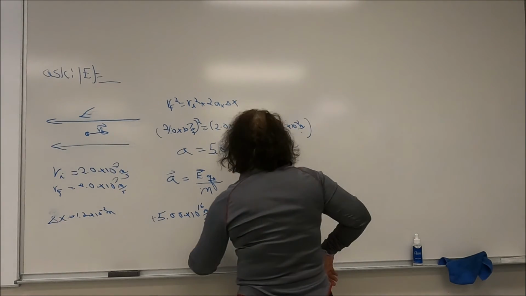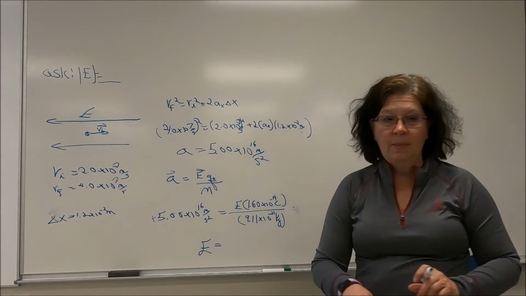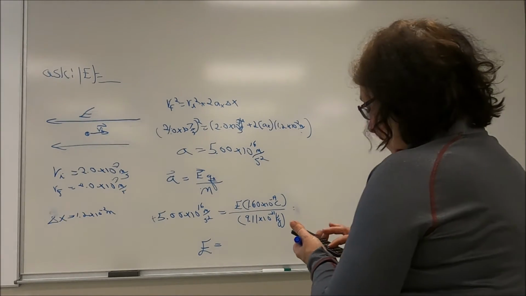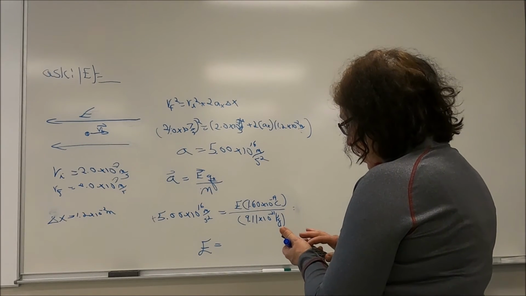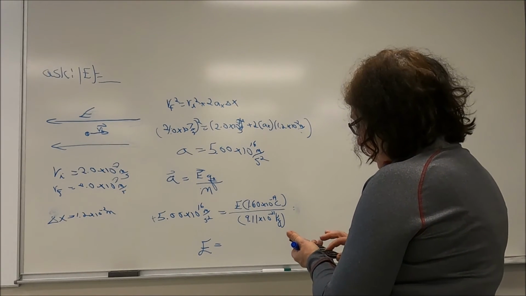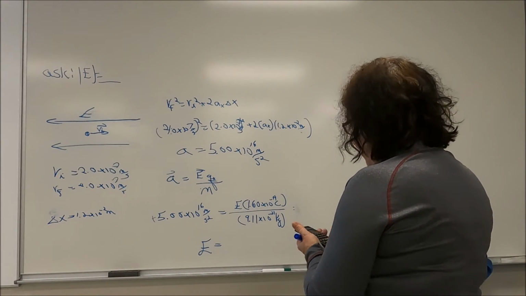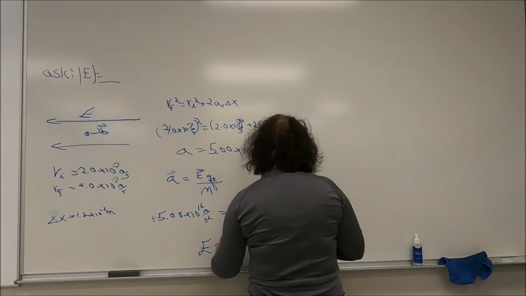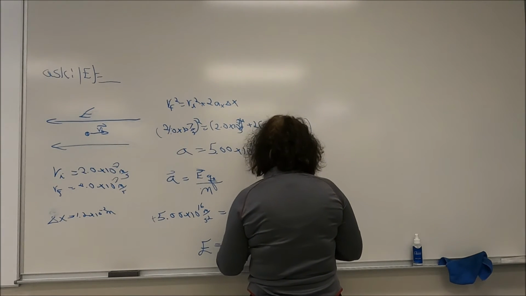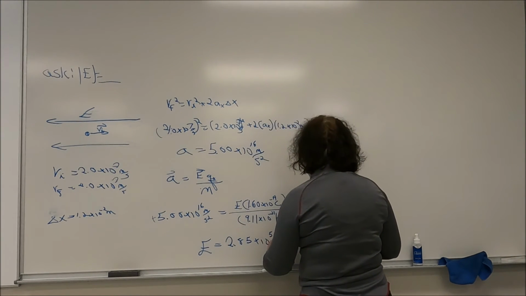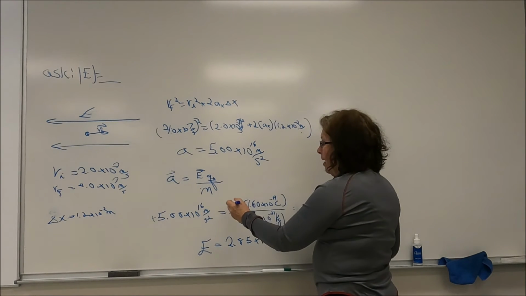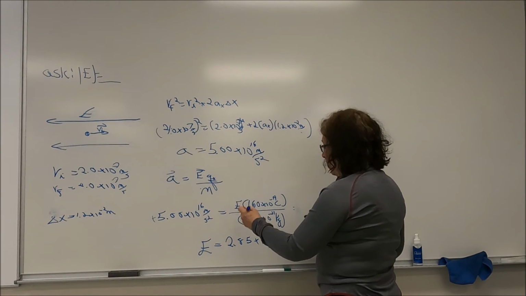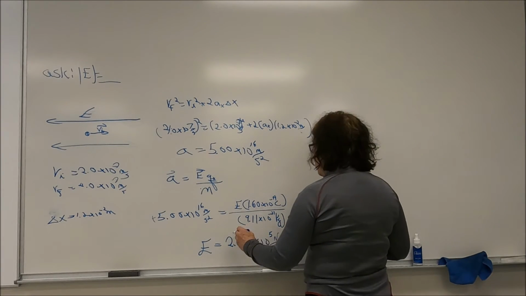Okay? So if we solve this for E, I have 5 × 10^16 times 9.11 × 10^-31 kilograms, divided by 1.60 × 10^-19 coulombs, and get a value of 2.85 × 10^5 newtons per coulomb. The kilogram meters over second squared, that's a newton, so we end up in newtons per coulomb.